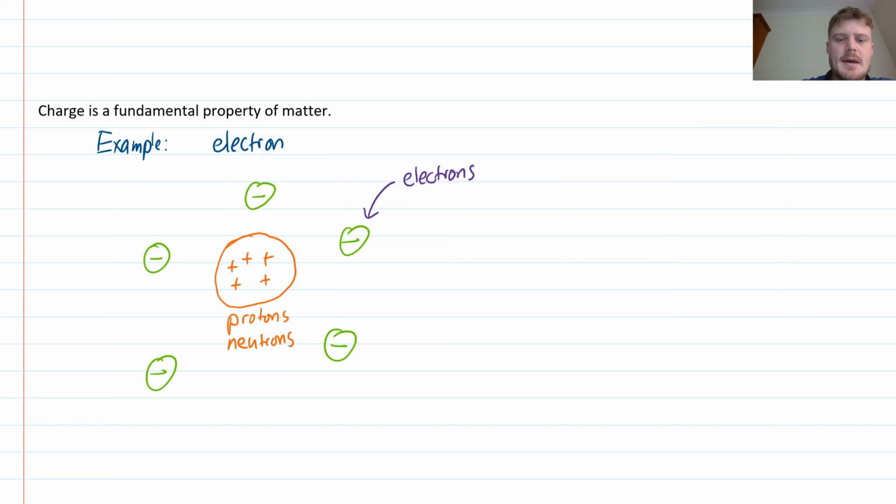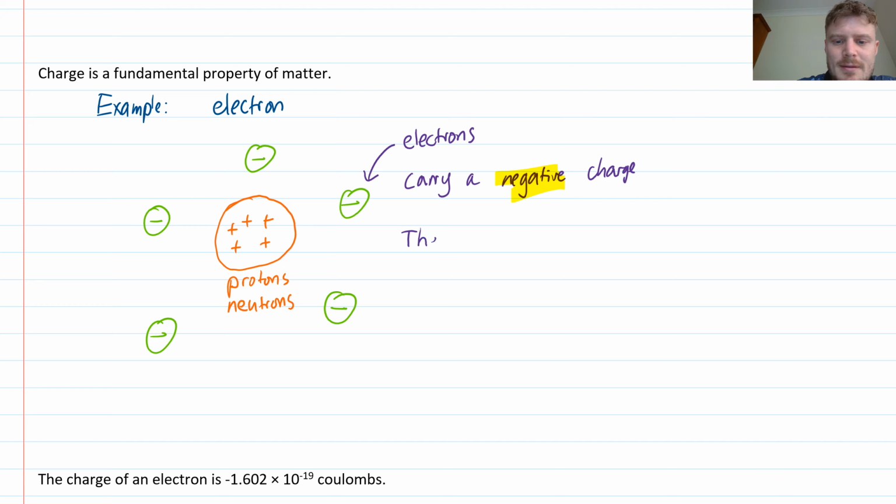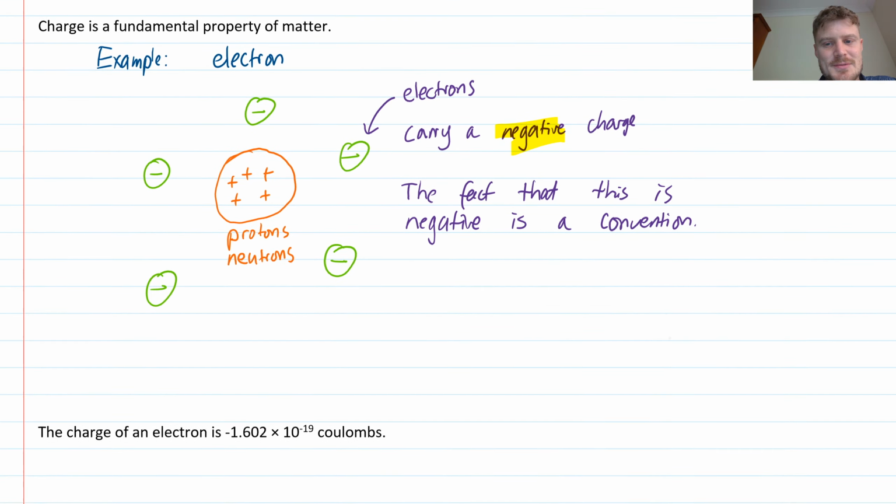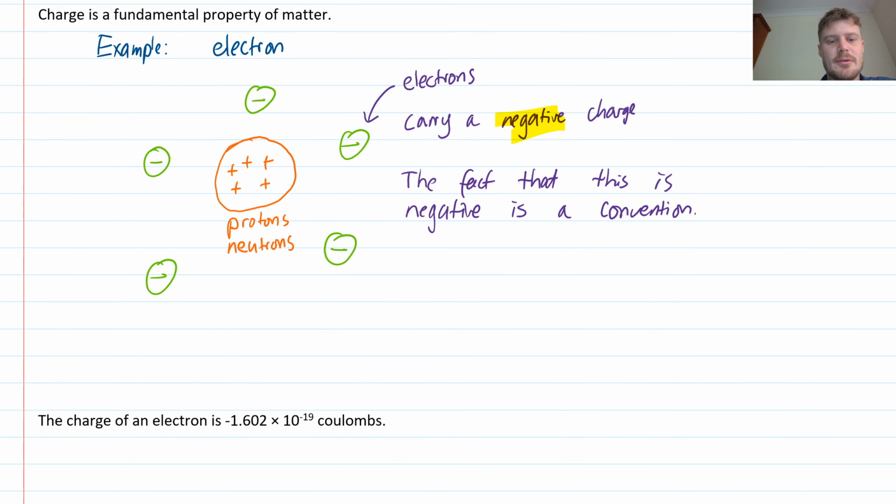So these things are called electrons, and they carry a negative charge. Now the fact that we call this negative, that the type of charge carried by an electron is negative, is really a convention. So we have chosen a coordinate system, if you like, for how we define charge, and it so happens we've chosen that electrons are negative. There's nothing in nature that says that it should be in some sense negative. It's just a label that we've applied.